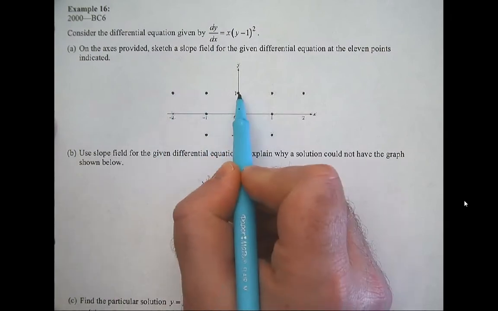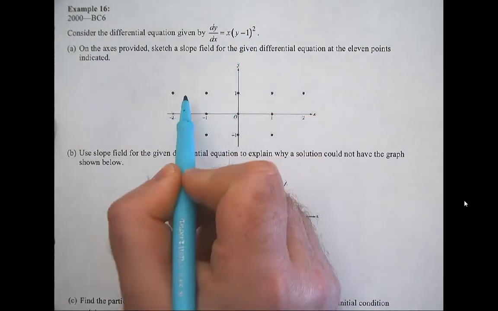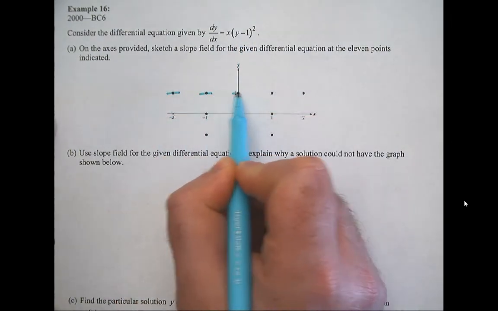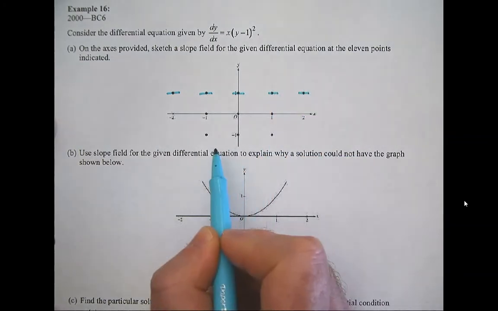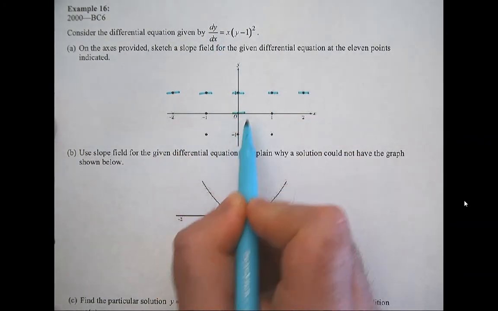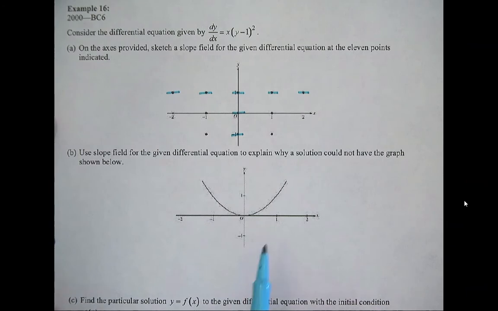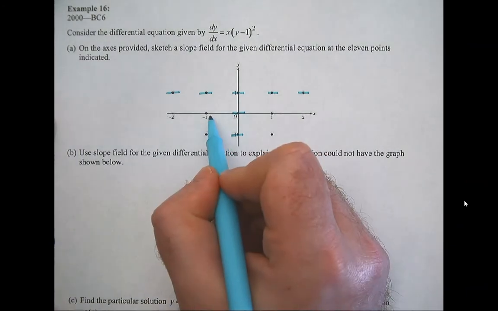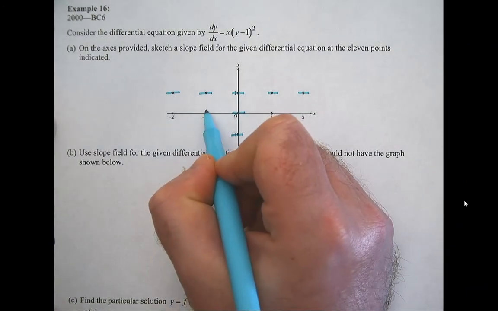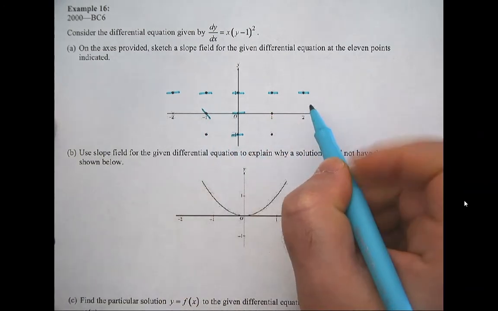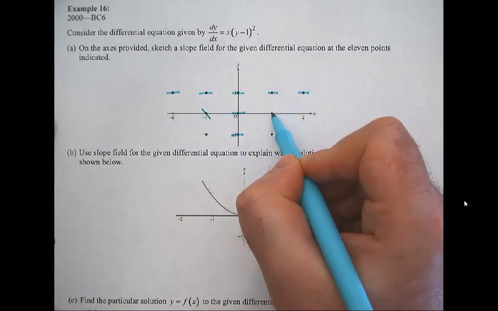So whenever y is 1, it's kind of nice. When y is 1, we get zeros. And then when x is 0, we get zeros. So those were real quick. And then I plugged in over here, I plugged in negative 1. That gave me a negative 1. I plugged in 1. That gave me a 1.